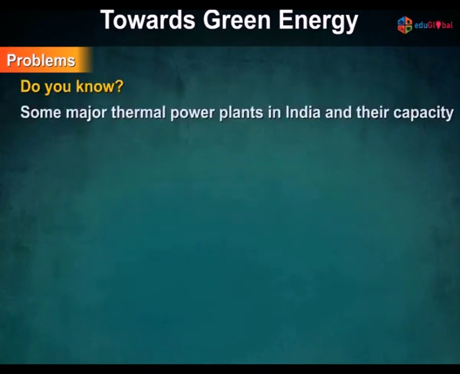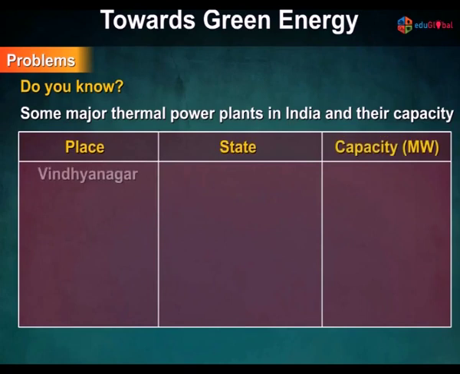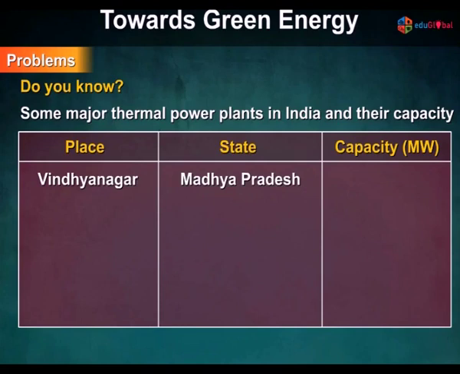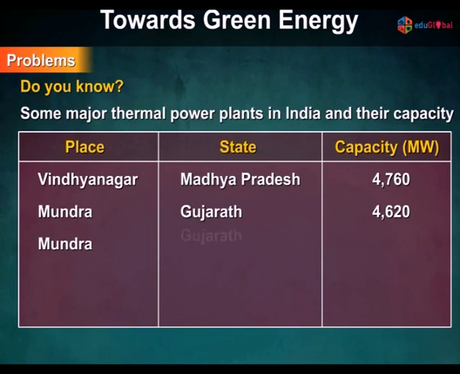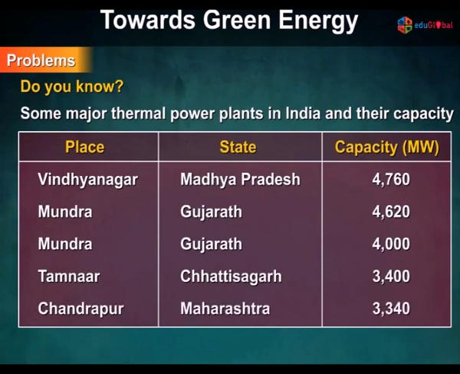Do you know some major thermal power plants in India and their capacity? Place, state, capacity in megawatt. Vindhyanagar, Madhya Pradesh, 4,760. Mundra, Gujarat, 4,620. Mundra, Gujarat, 4,000. Tamnar, Chhattisgarh, 3,400. Chandrapur, Maharashtra, 3,340.